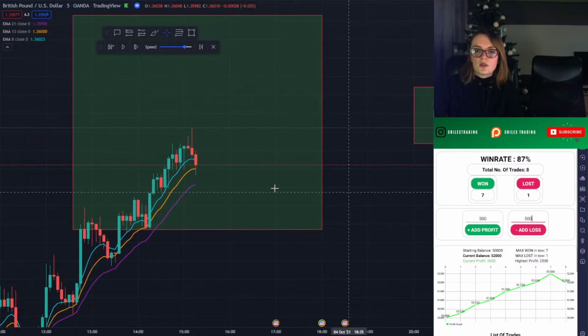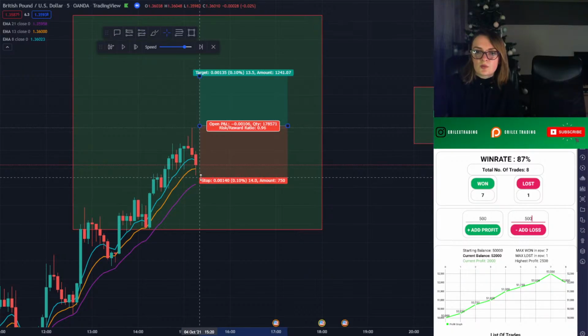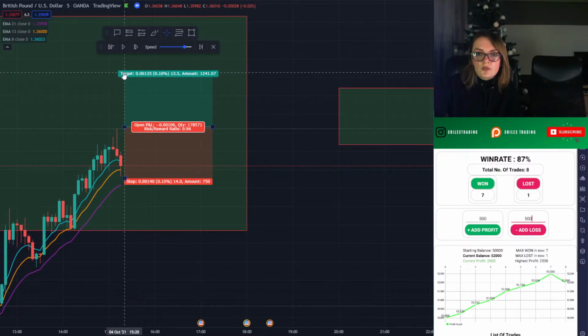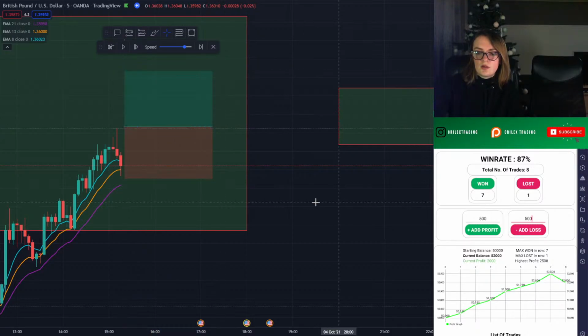Okay, so again, we've got a new retouch here. So I am going to place a new buy stop above this candle, the stop loss below this wick. And let's see if the first target, 1-to-1, will be hit.